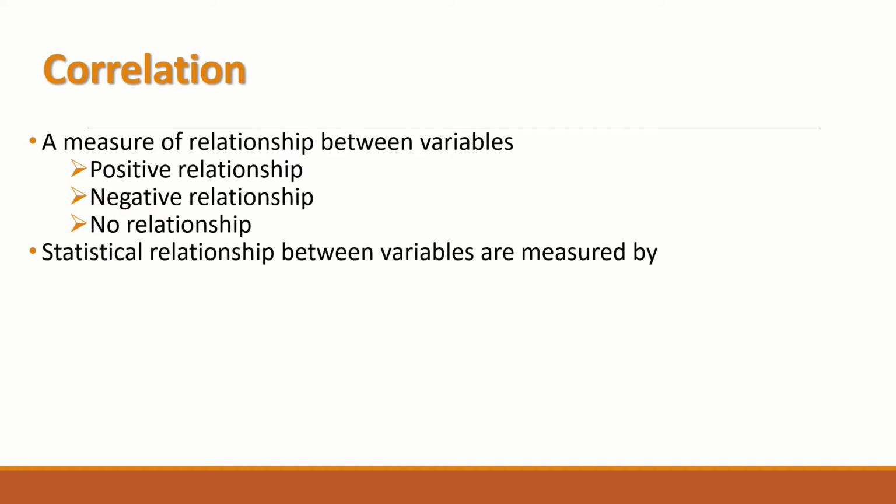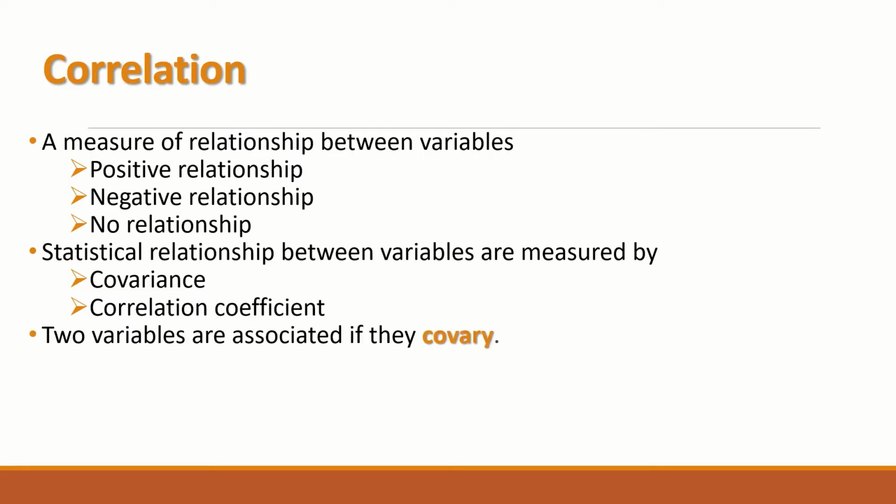So the statistical relationship between variables is measured by covariance to work out and calculate the correlation coefficient. A correlation test will produce a correlation coefficient, which is a measure of the relationship between variables. Two variables are associated if they covary.